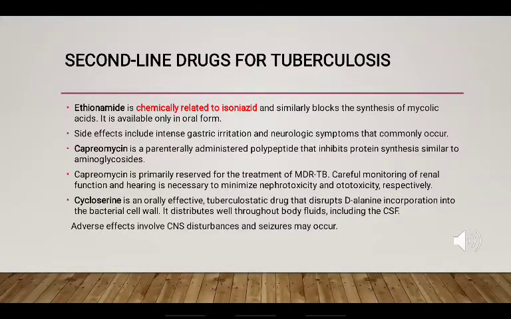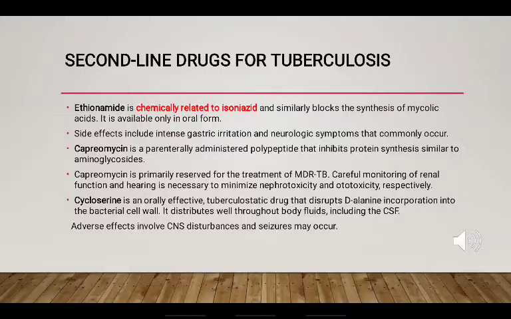Okay, so for the second line, we have three medications: ethionamide, capreomycin, and cycloserine. Ethionamide is chemically related to isoniazide, and it also blocks the synthesis of mycolic acid. It's only available orally. It can cause gastric irritation and neurological symptoms as a side effect.